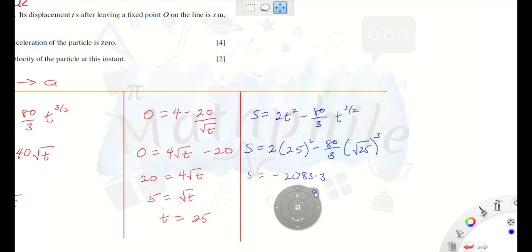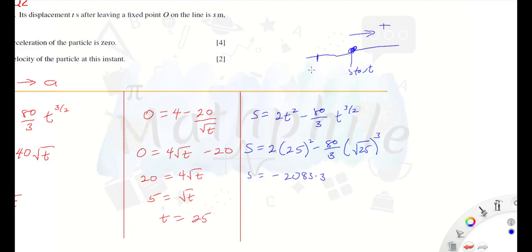Okay, so it has moved backwards, right? If this is the forward movement, and this is where the particle started from, forward movement is positive. So let's say this is the start position and this is the end. This is the direction of motion, positive this way, and a negative tells us that this is where the particle is at. So it's 2083.3 meters behind the starting position.